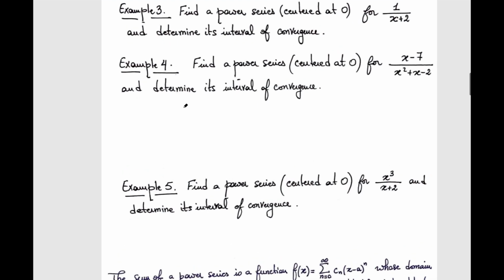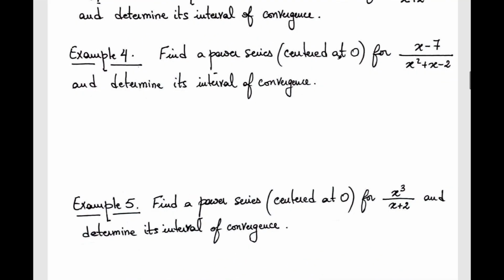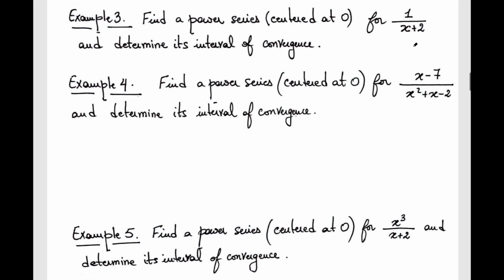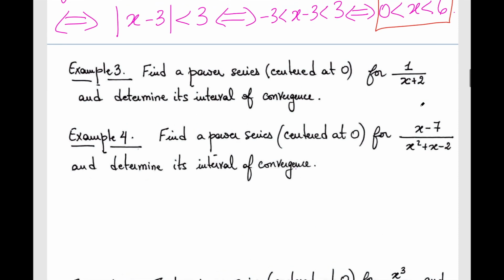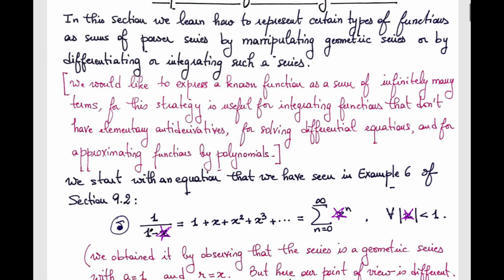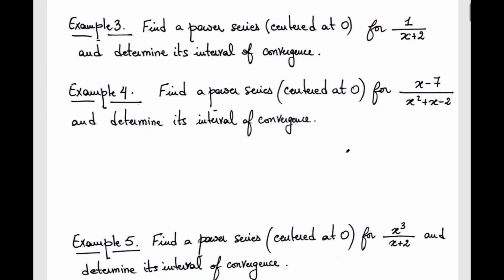Example 4. Find a power series centered at 0 for this function, x minus 7 divided by x squared plus x minus 2, and determine its interval of convergence. This function here doesn't look like the previous ones. It doesn't look like this, right? This is a second degree polynomial downstairs. And it doesn't look like any of the previous ones. It doesn't even look like this, correct? I hope you take a moment to pause this and think about it for yourself.